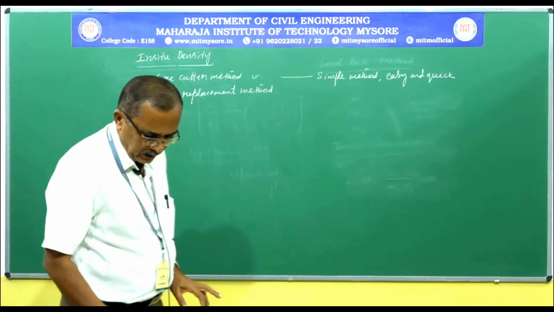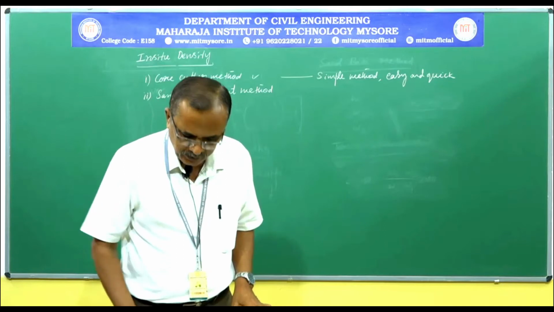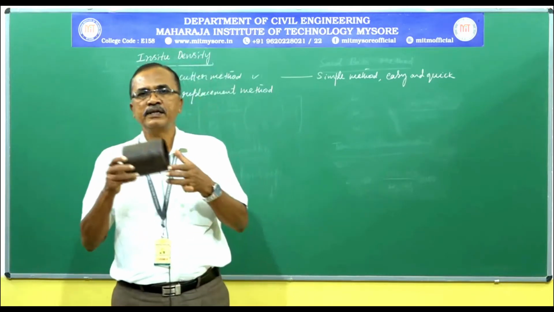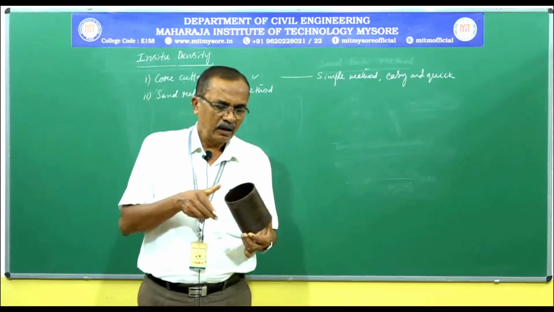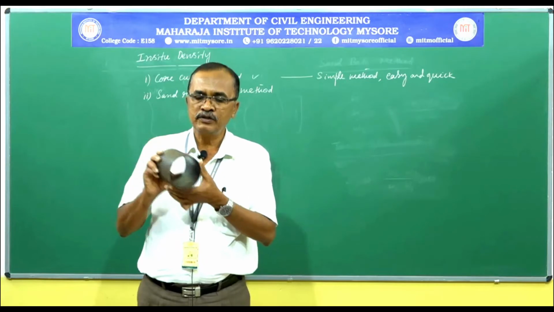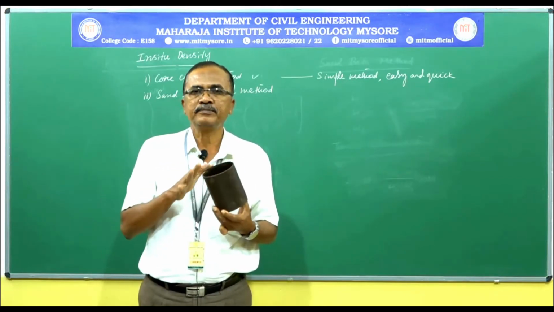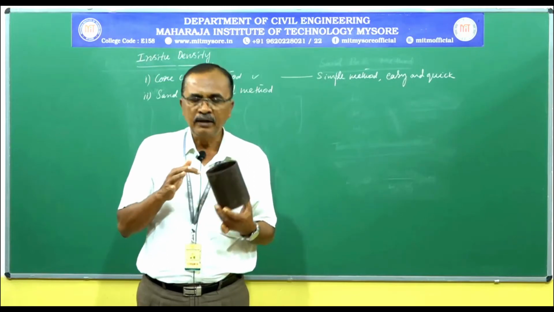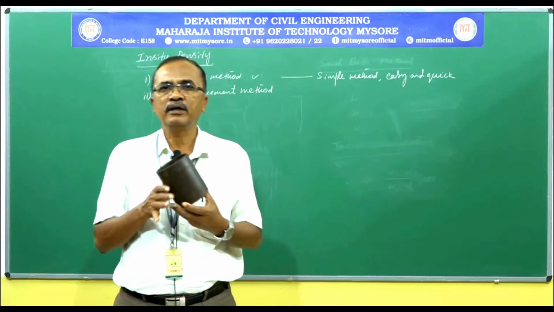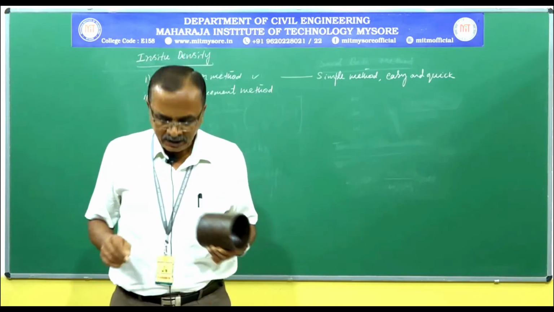Core cutter is a cylindrical apparatus. Usually we use a stainless steel core cutter having the cutting edge like this. This is a sharp cutting edge and the other edge is the blunt edge. The diameter of the core cutter is about 10 centimeters and the height is about 12 centimeters.